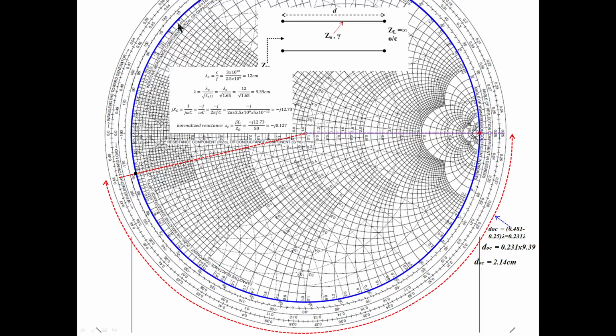You should not go here. Starting from 0 reactance here, if you go like this in the bottom, the values are negative reactance. So this is 0.1, and this point is minus 0.127. I stopped here. Okay, starting from the load point, we stopped here.